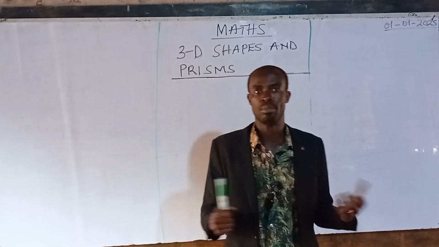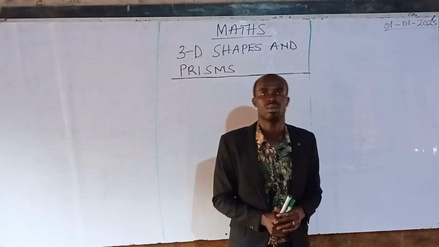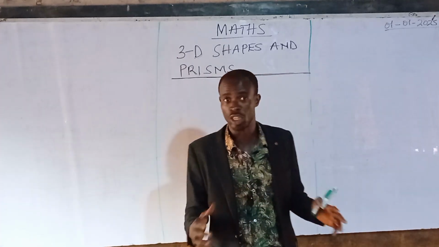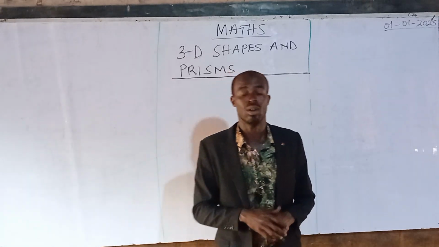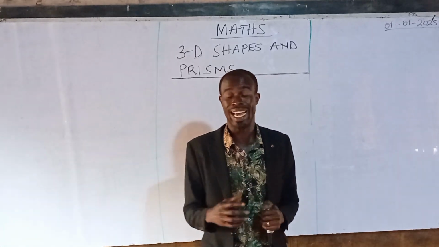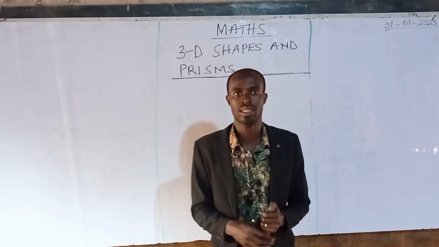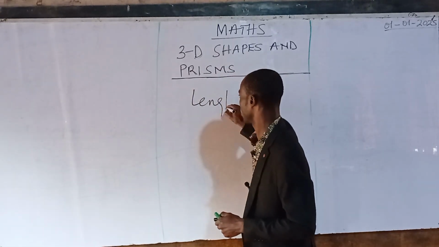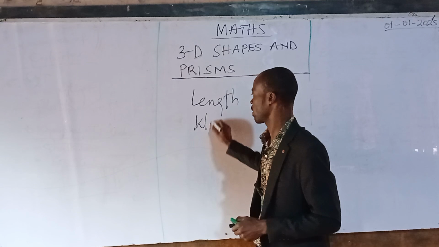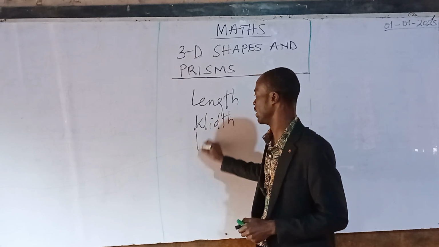So when you say 3D shapes, we are talking about any shape or any solid figure or any object that has three dimensions or measurements. And when you say measurements, you are talking about the length, the width, and the height.